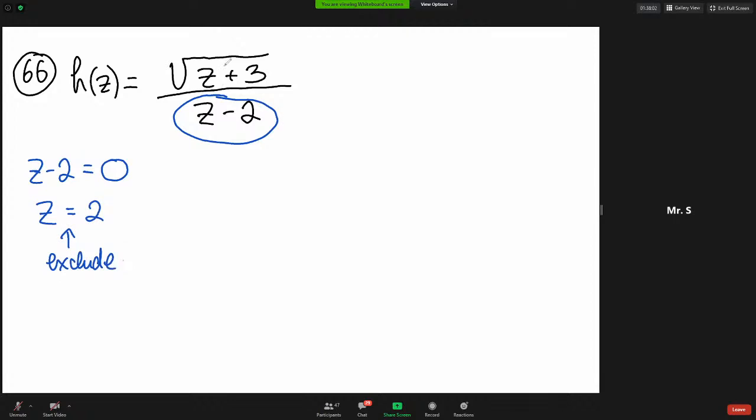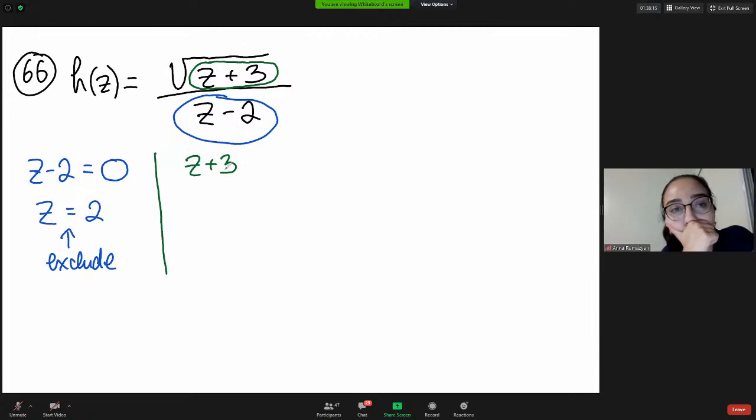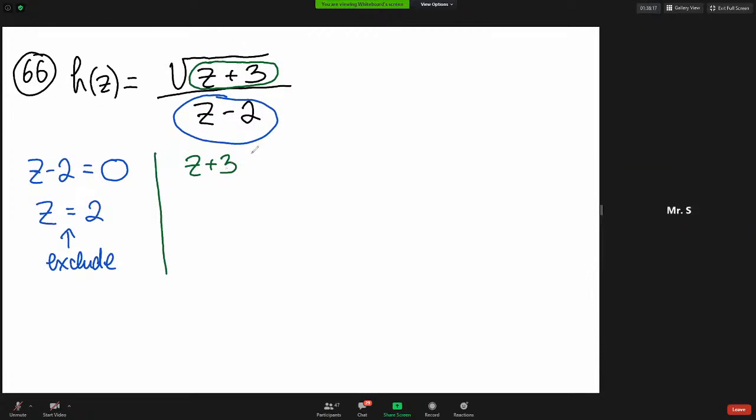The other part is the radicand, whatever is inside your radical, right? Whatever is inside your radical is called the radicand. And if it's an even root, or a square root in this case, as is an even root, we want it to be positive. Or rather, I should say non-negative, because it could be 0. So we want z plus 3 to be greater than or equal to 0, which gives us, subtracting 3 on both sides, z is greater than or equal to -3.